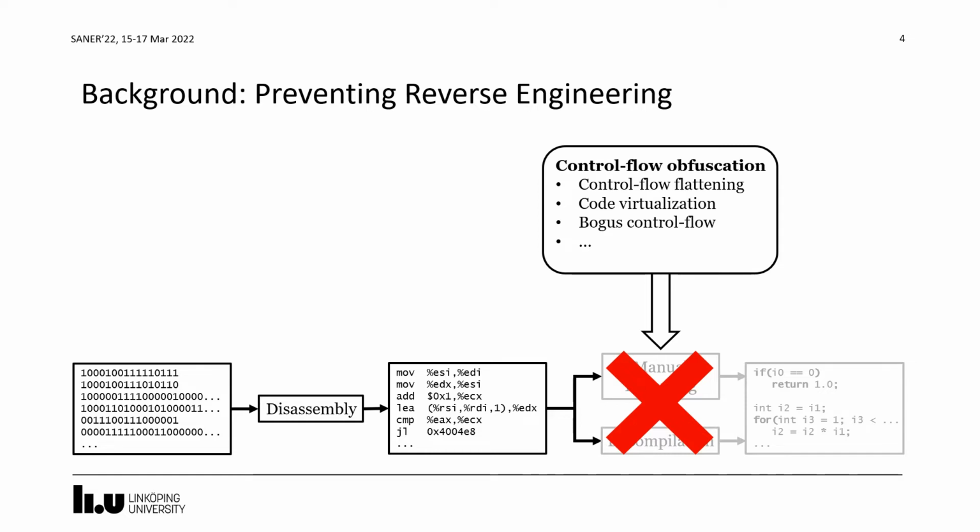And there are many different types of techniques that are described in the literature, and also a number of different tools, both free tools and commercial tools for doing this. Two notable examples of free tools are the Tigress source code level obfuscator and the intermediate representation level obfuscator Obfuscator-LLVM.